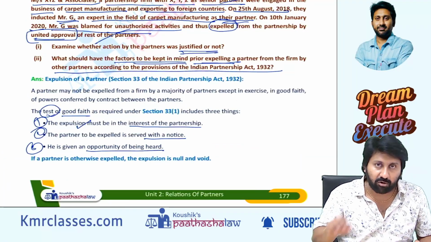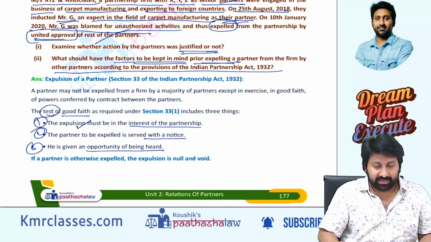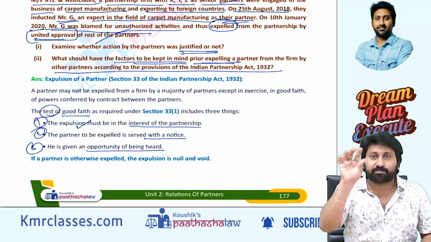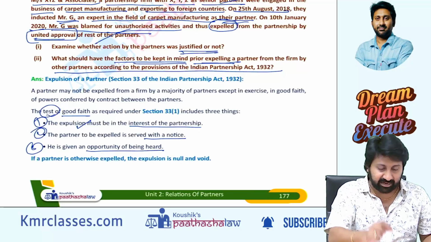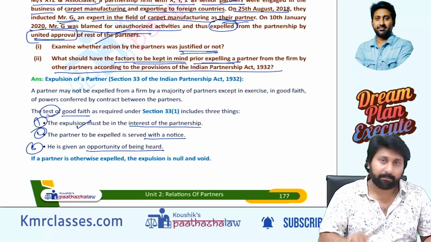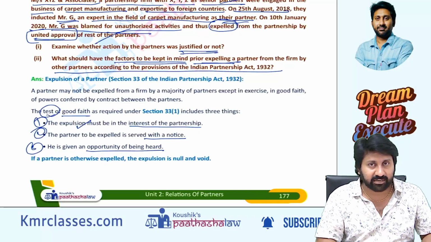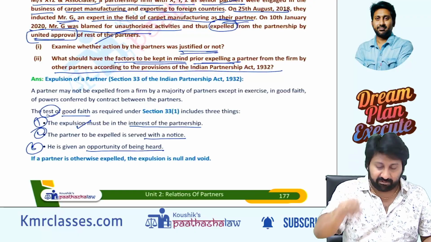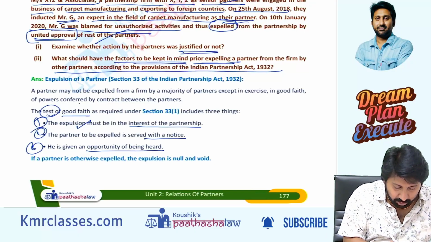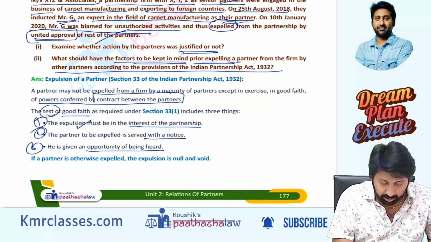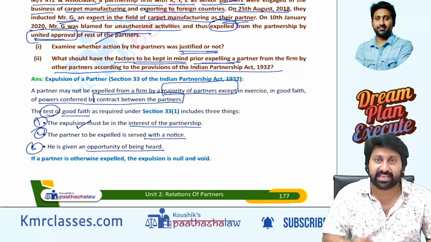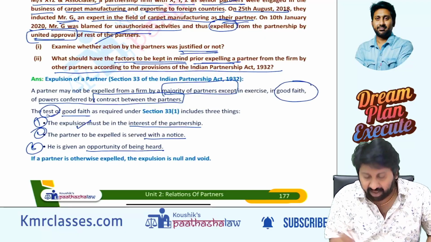However, how do you have to write it in an examination? Point number 1, provisions as per the Partnership Act. A partner can be expelled under Section 33 of the Partnership Act. Under what circumstances? 3 conditions. Number 1, there should be power from the contract. Number 2, majority partners have to say yes. Number 3, it should happen in good faith.